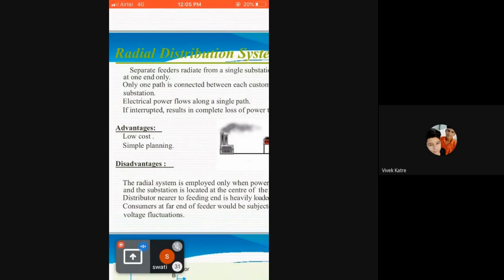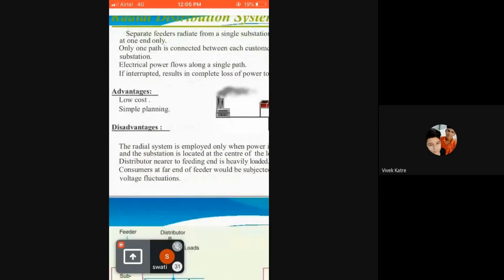Let us discuss the maintenance cost. Overhead has high maintenance due to the open construction. Underground has lower maintenance cost because there are fewer chances of faults and service interruptions from wind, ice, lightning, as well as from traffic hazards. This was all about the classification on the basis of types of construction.